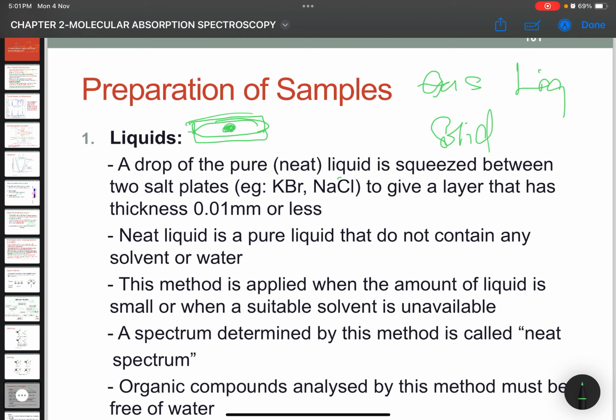Okay, kemudian kita letakkan dekat instrumen. Okay, sandarkan dia kan. InsyaAllah dia tak akan tumpah lah. So that is for liquid sample.